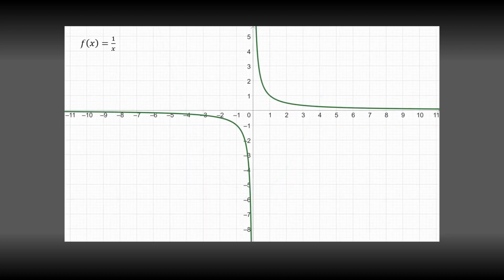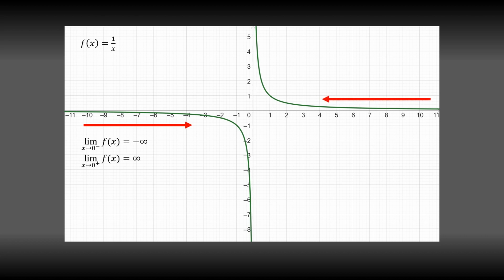Now, let's try the same thing with a hyperbola. As we approach from the negative side, the curve approaches negative infinity. But if we approach from the positive side, we approach positive infinity. The negative and positive limits don't match. Hence, the limit of 1 divided by x as x approaches 0 does not exist.